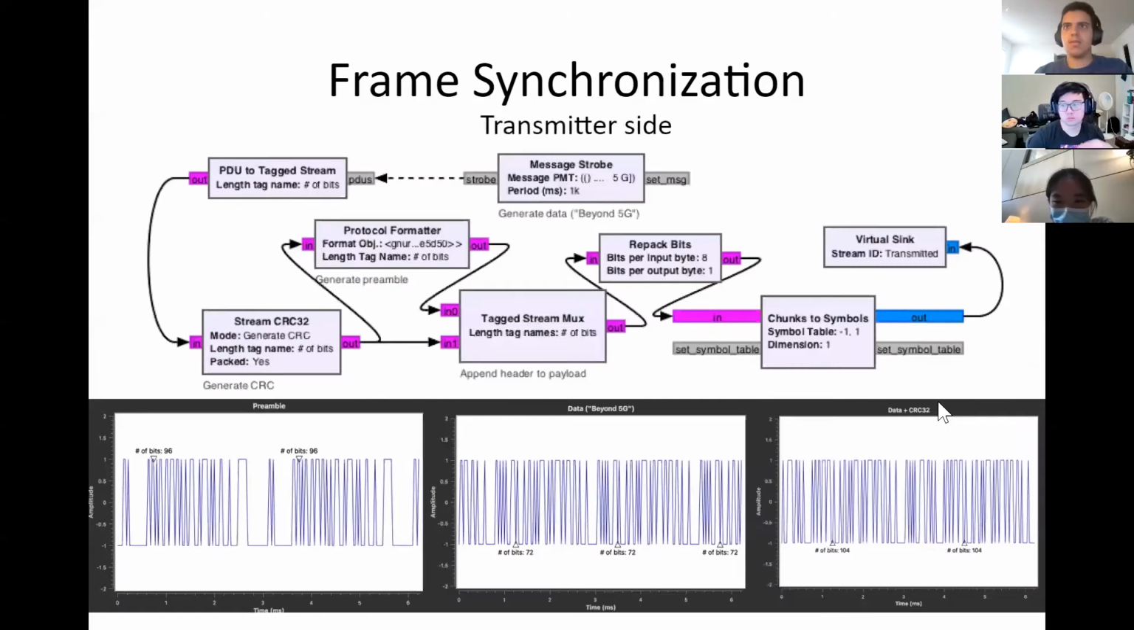Next slide, please. Here is a simulation of frame synchronization with stereo radio. Assume time and carrier synchronization is achieved. At the transmitter side, we send the message or the data first. It's "Beyond 5G" here, which is 9 bytes long. After that, we generate a CRC32 code as the frame check sequence and append it after the data. Then we generate the preamble sequence and append it before the payload data. The frame is made now.